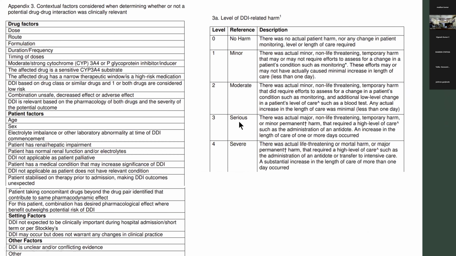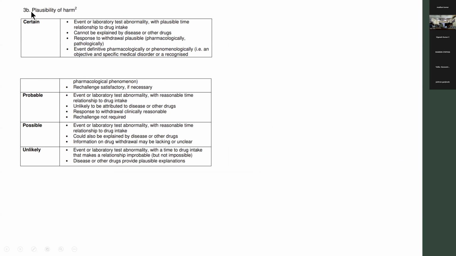They have given the contextual factors they have taken. They have shown how they graded the level of harm, which is minor, moderate, serious, or severe. They have also given the possibility of harm: certain, probable, possible, or unlikely. They have given a definition for each of the things they have mentioned.